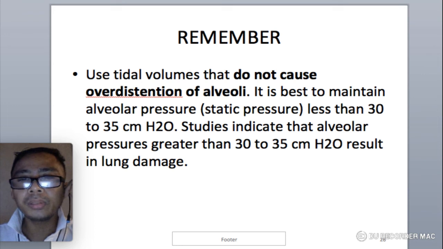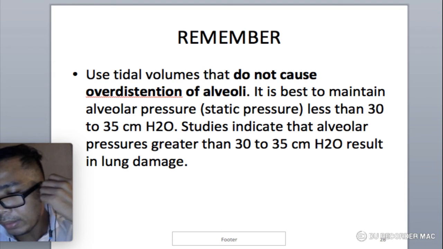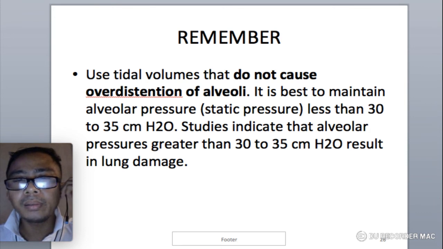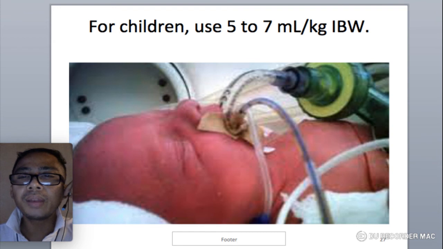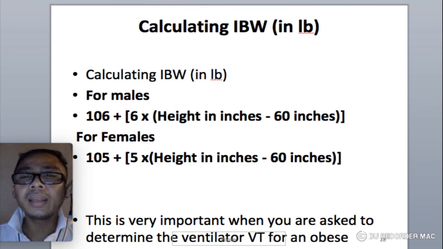So, the pressure must be maintained, the alveolar or static pressure or the PIP must be less than 35 centimeters of water. So, the scale is 30 to 35 centimeters of water, but we need to maintain not more than 35. So, the PIP or the peak airway pressure, alveolar pressure must be maintained less than 35. So, for children, we use 5 to 7 mils per kilogram of ideal body weight. So, when we say ideal body weight, we compute it in this formula.